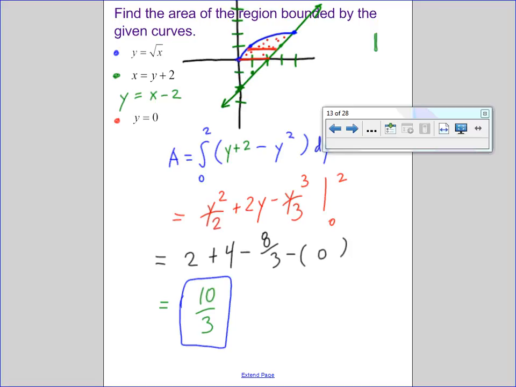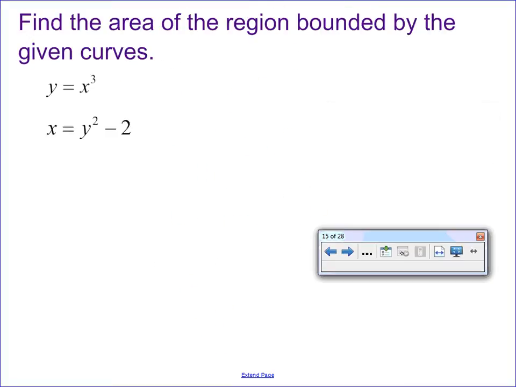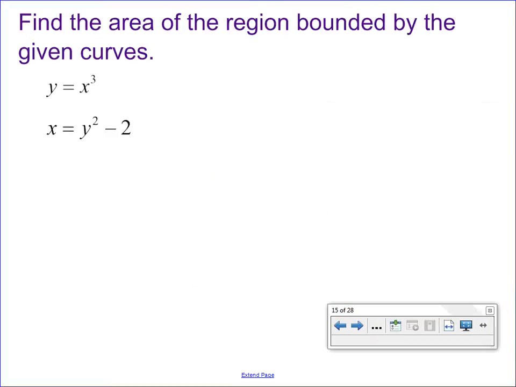What questions do you have about our area review so far? Okay, so then we'll do one more area, and then we'll switch our discussion to include volume type questions. So find the area of the region bounded by the given curves. Oh geez, y equals x cubed and x equals y squared minus 2.